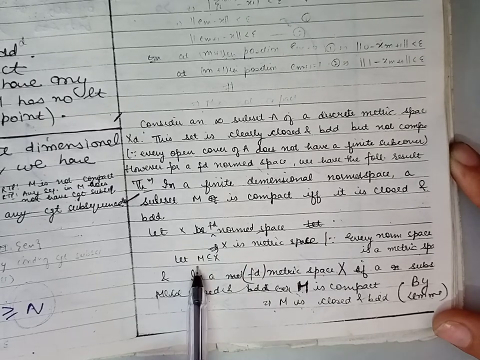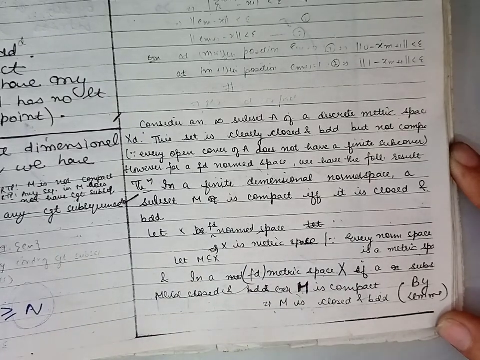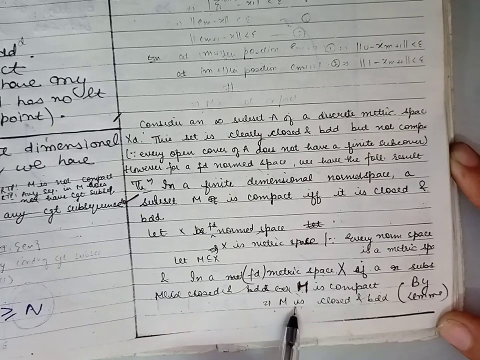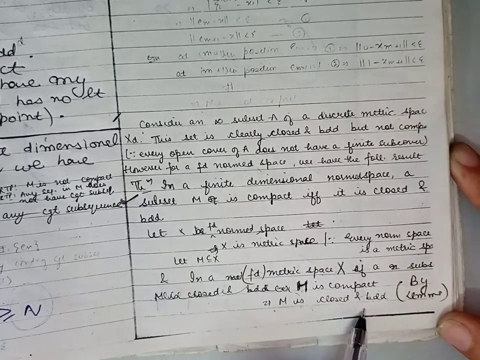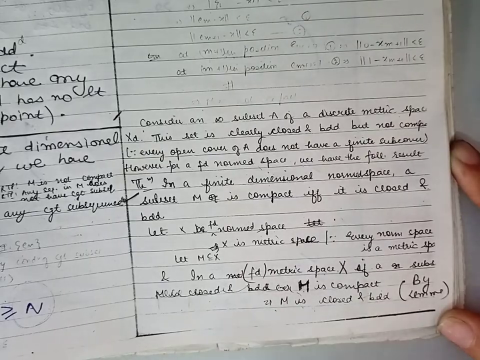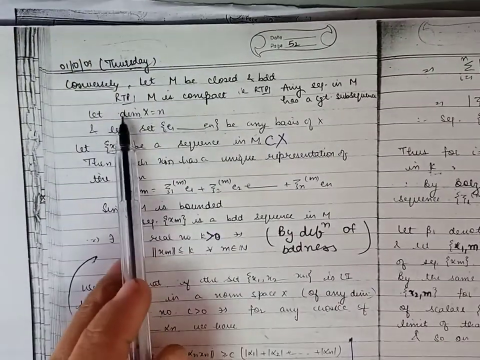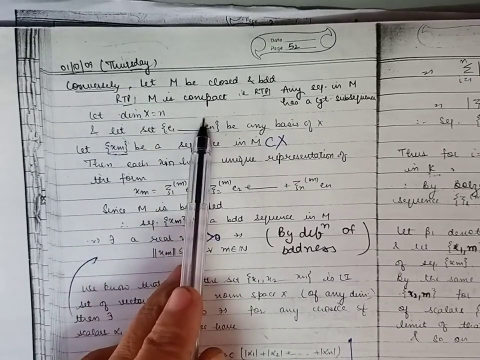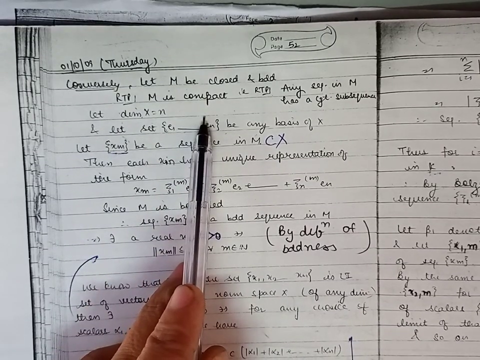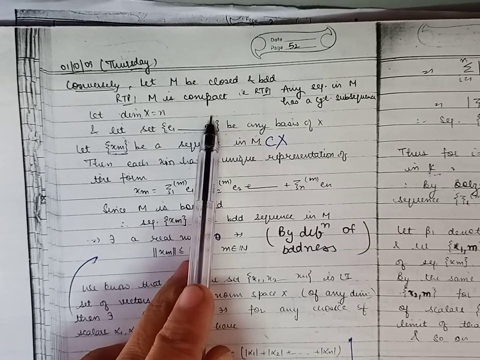Now if we take M to be compact, then by the lemma which we have discussed, M will be closed and bounded. So you will have to prove that lemma in the first part of this theorem. Now we'll prove the converse part. Conversely, we are given M is closed and bounded, and we have to prove that M is compact. It means we prove that any sequence in M has a convergent subsequence.